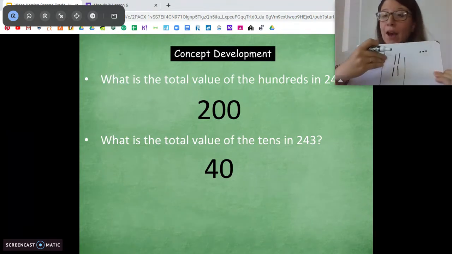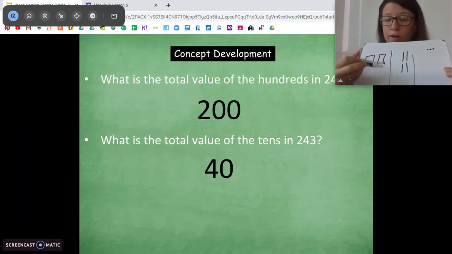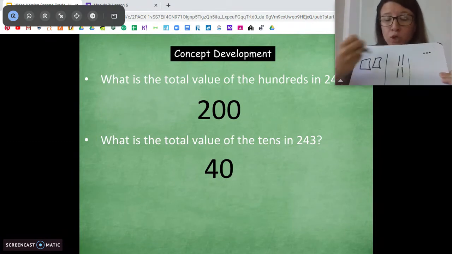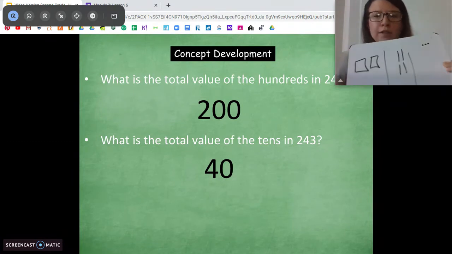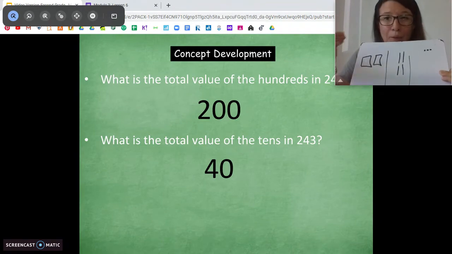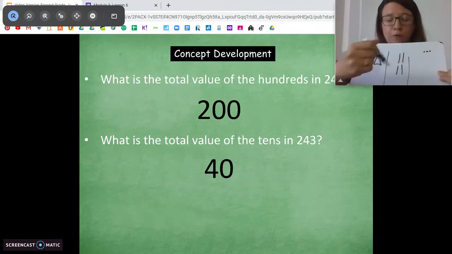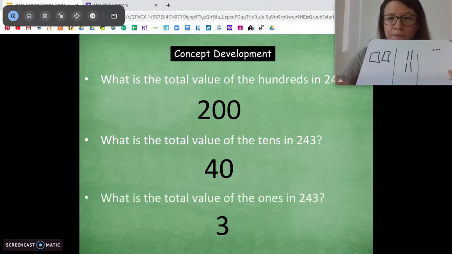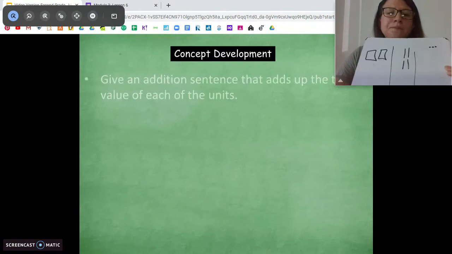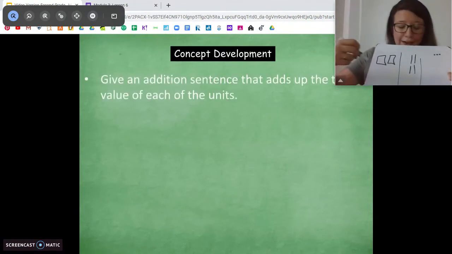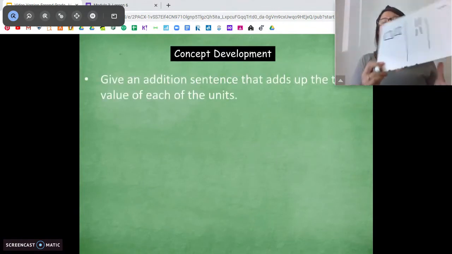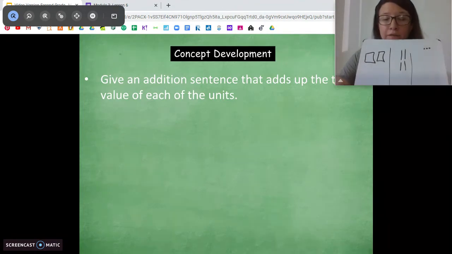Remember, you can always count from your picture if you get confused. 100, 200. This is the value of 200, but when we say value, we want the number that it equals, how much it is. 200, 10, 20, 30, 40, 200, 40, and then what's the value of the ones? 3. Very good. So what we can do is have an addition sentence to add up all of the values of each of the units.